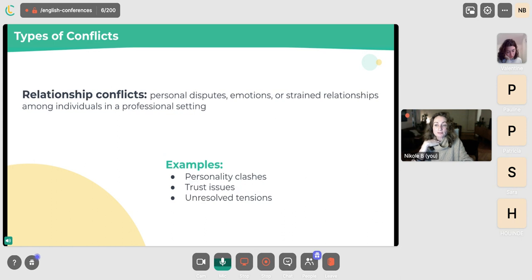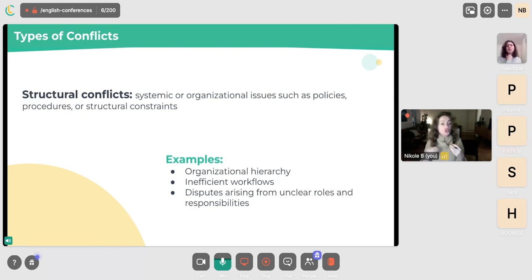And next, you have relationship conflicts, okay? So this is more personal, an interpersonal dispute, right? Where there's emotions, where there's strained relationships. You have, for example, personality clashes. Sometimes you meet somebody and you click right away with that personality. Sometimes personalities don't always match so well. Okay. And so this can lead to trust issues, personality clashes, and unresolved tensions. Okay. And the last type is a structural conflict.